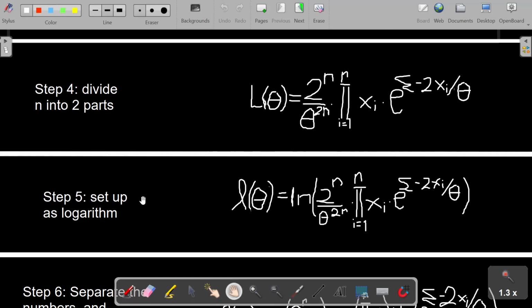Step 5, set up as logarithm. So here we changed the big L to this logarithm L, and then we added a logarithm and a parenthesis surrounding the entire number.